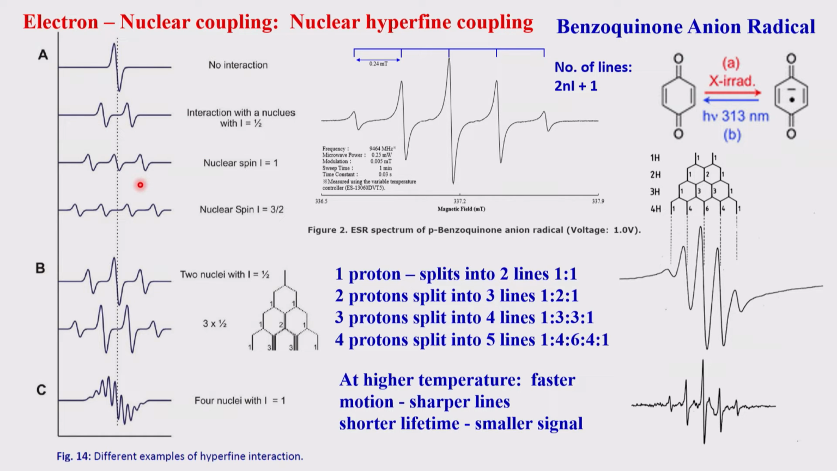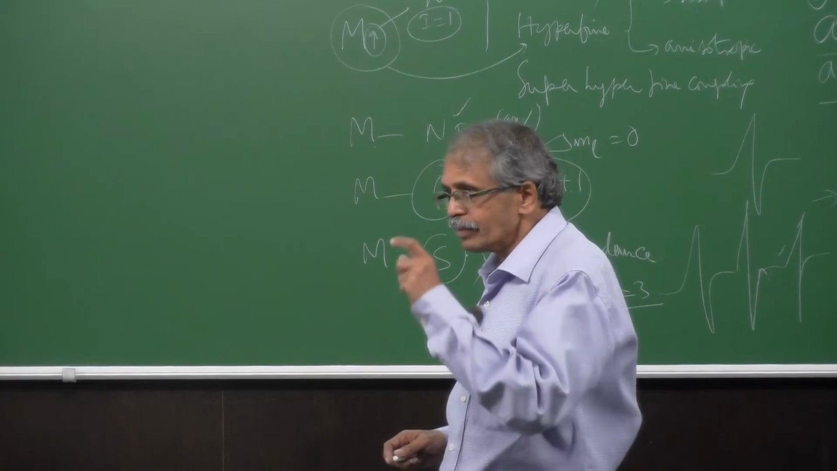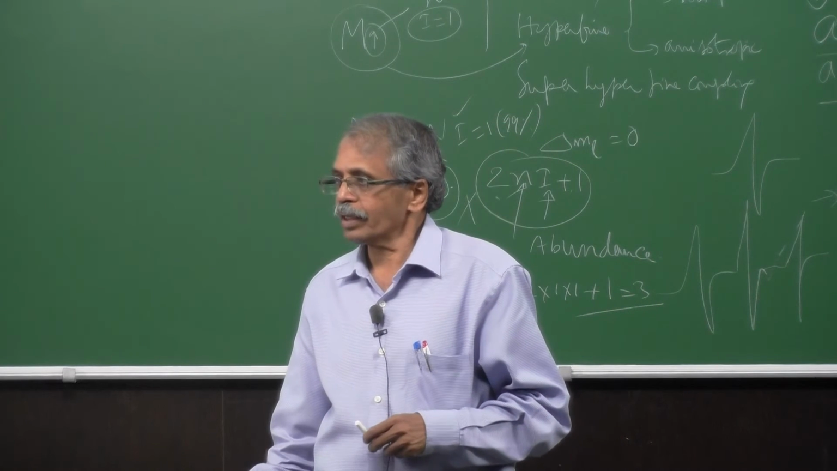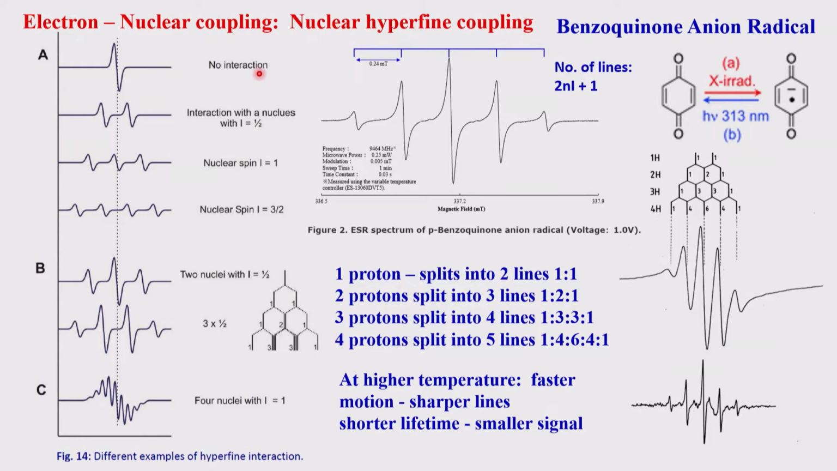If that unpaired electron is in a nucleus whose I is equal to 1, it will be 2 into 1 into 1 plus 1, which is 3. And if it has 3/2, 2 into 1 into 3/2 plus 1, that will be 4. So you can see that. That means if the unpaired electron is in a nucleus whose I is 0, no coupling; I equal to half, 2 lines; I equal to 1, 3 lines; I equal to 3/2, 4 lines.